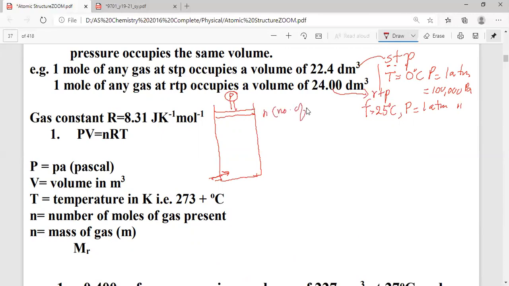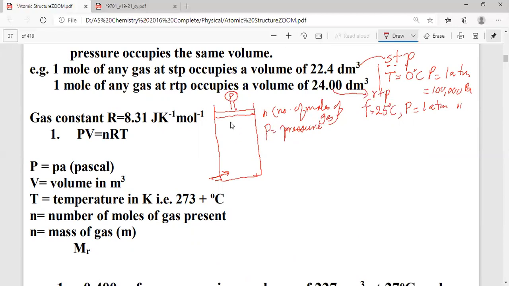Number of moles of gas. Secondly, of course, the more moles you put here, the more it will expand. First it depends on pressure. P for pressure. Small p, big P doesn't matter.